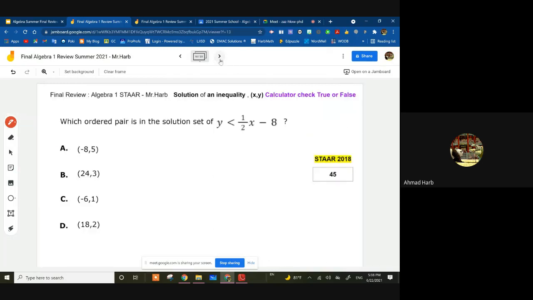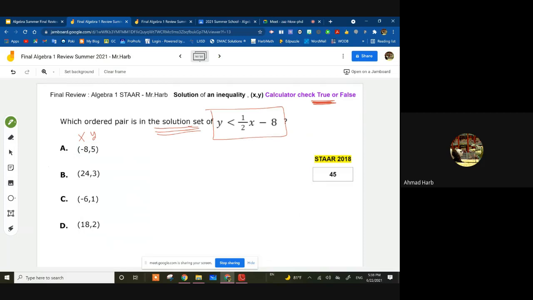which ordered pair is in the solution set? So this is an inequality, and we need to find which one of these pairs is in the solution set of this inequality. Basically, which point, x and y, would give you a true statement. That's what it means. Let me show you what that means.